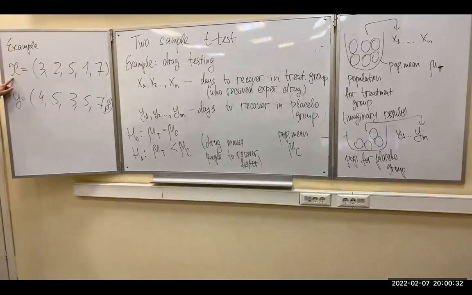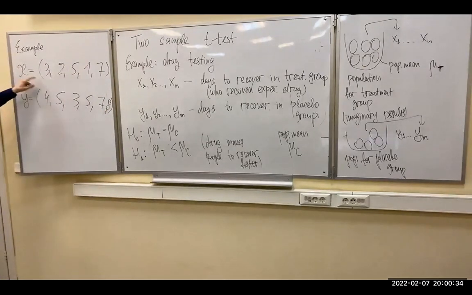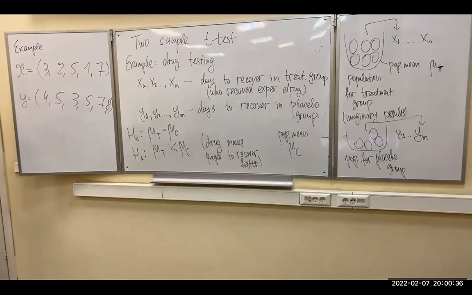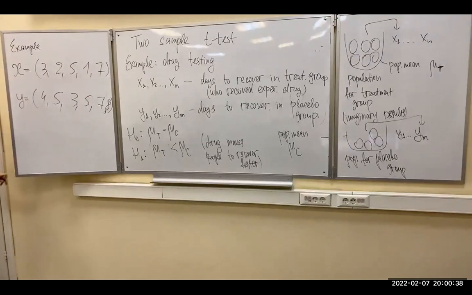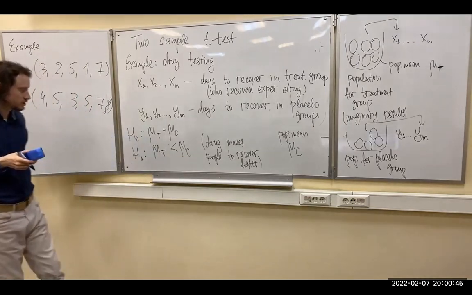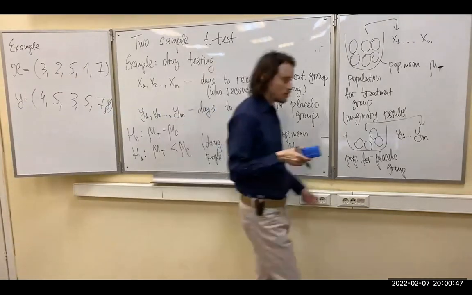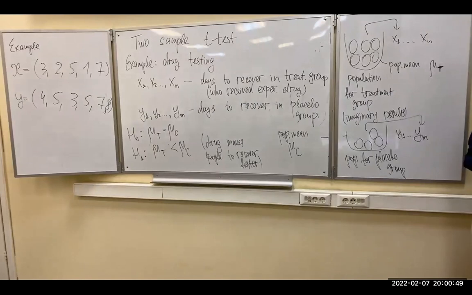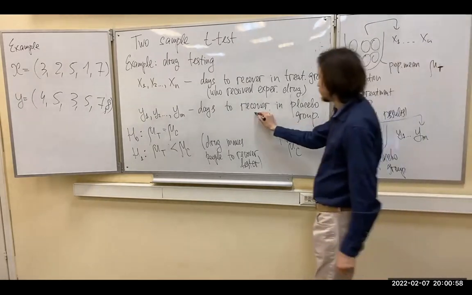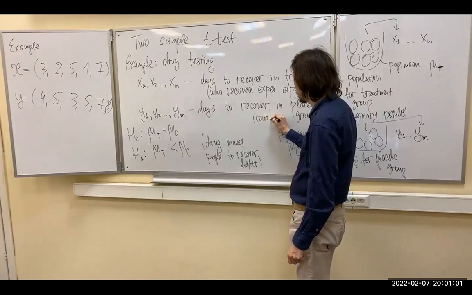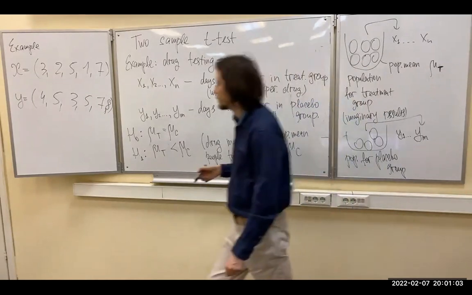In sample X, I have numbers 3, 2, 5, 1, 7. In sample Y, I have numbers 4, 5, 3, 5, 7, 8. What is our first step? If we want to test the hypothesis that the population mean that corresponds to the treatment group is less than the population mean that corresponds to the control group. Calculate both sample means, yes.